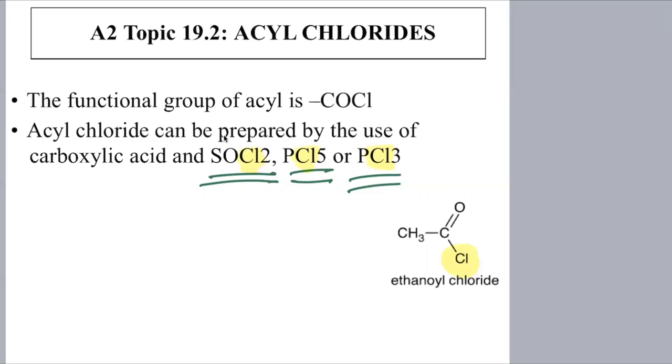Naming: you have to count the number of carbon. So if you look at the carbon here, 1, 2. So you have 2 carbon, so you call it ethanoyl chloride. If you have 3 carbon, it will be propanoyl chloride, butanoyl chloride, and etc.